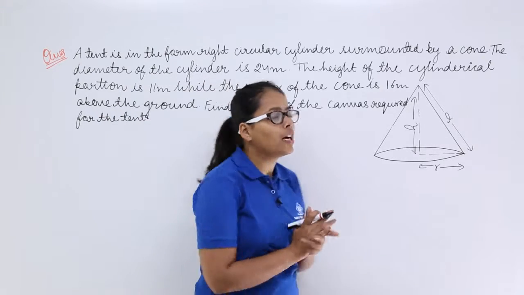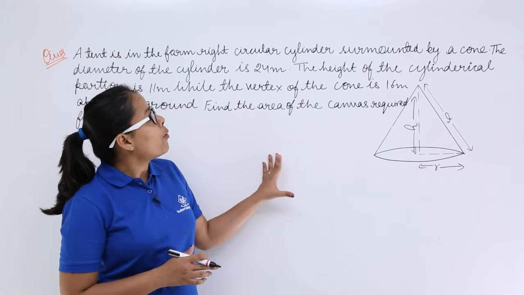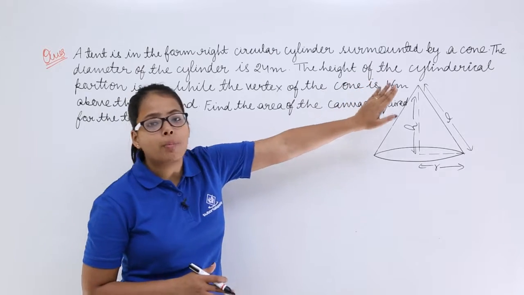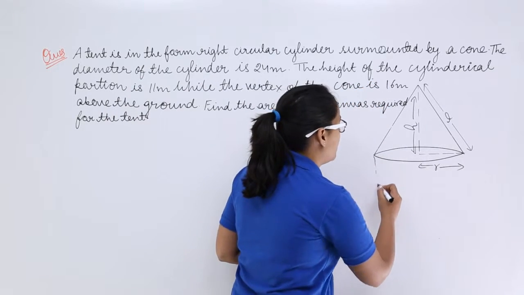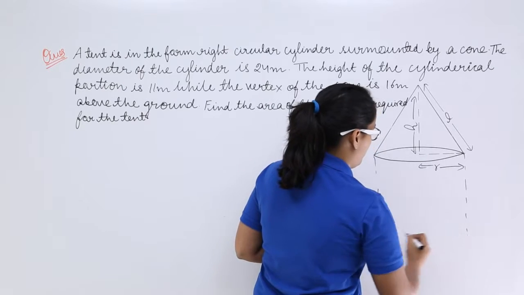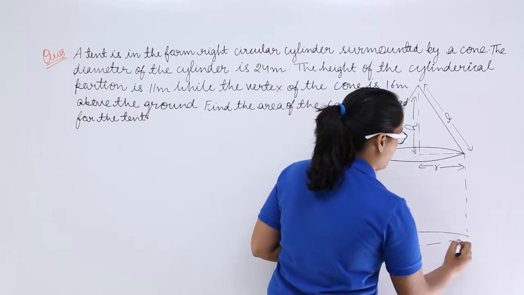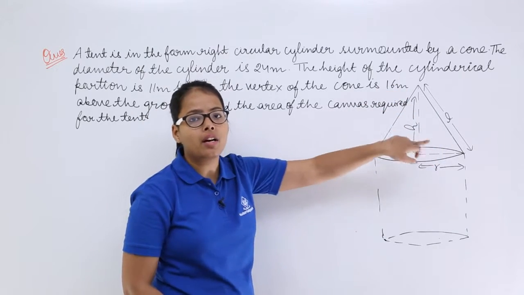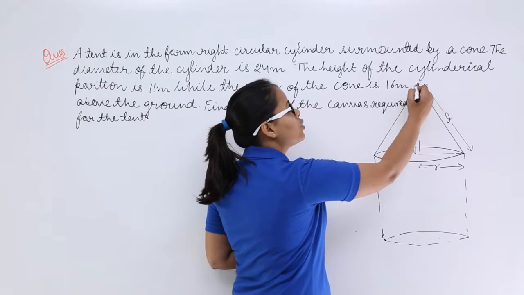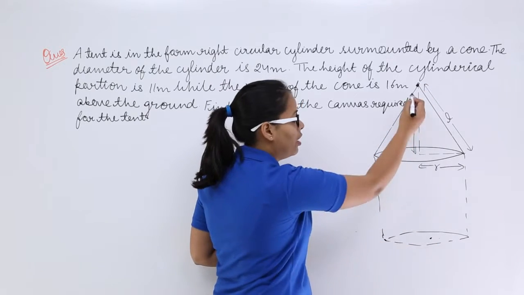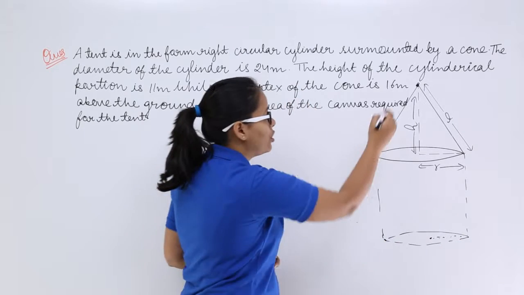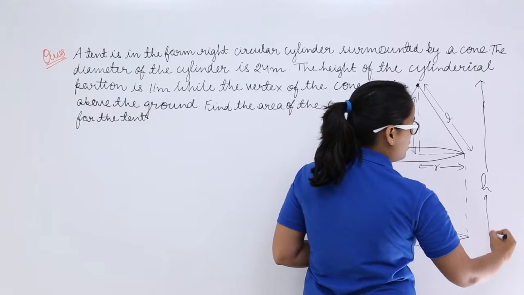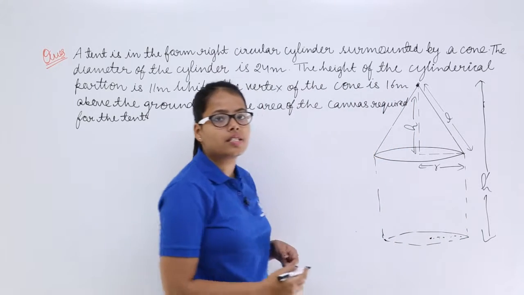So first of all, let's understand this statement. This problem is trying to say that this right circular cylinder is surmounted by a cone. If you need to make a tent, you can understand it this way. This is the cylinder and here this cylinder is surmounted by a cone. The vertex of this cone is 16 meter above the ground. So this total height from this point to the base, you may say this is h dash.